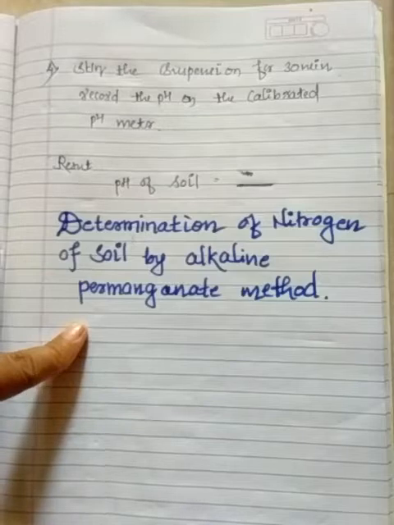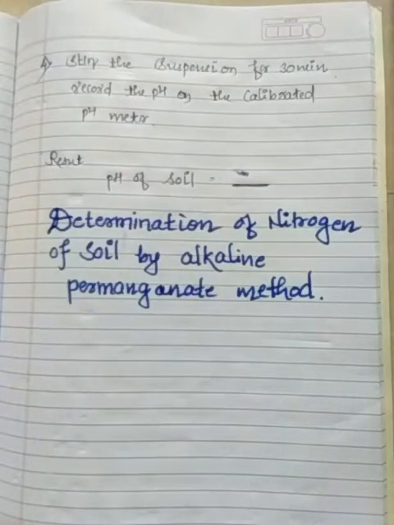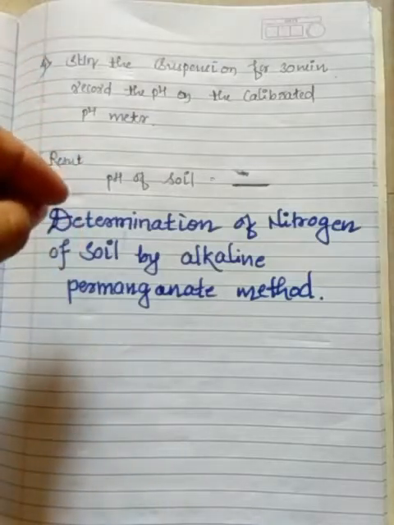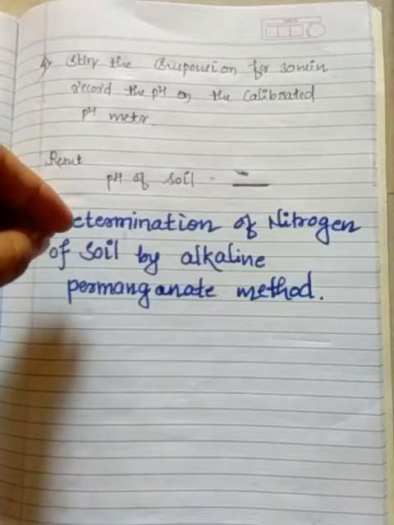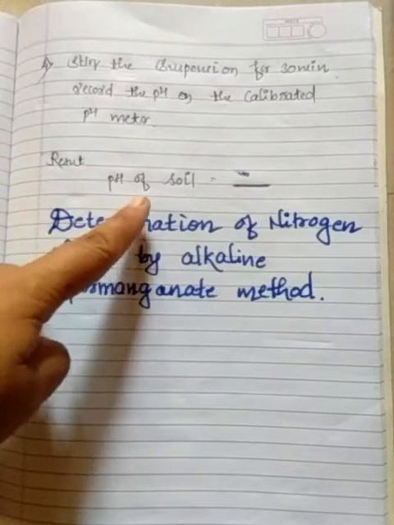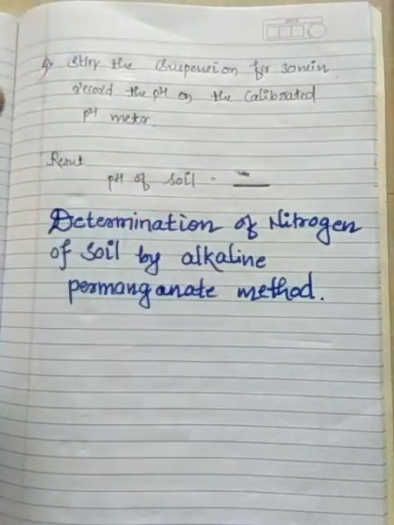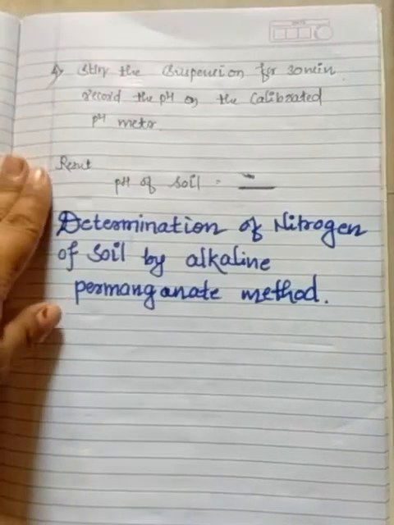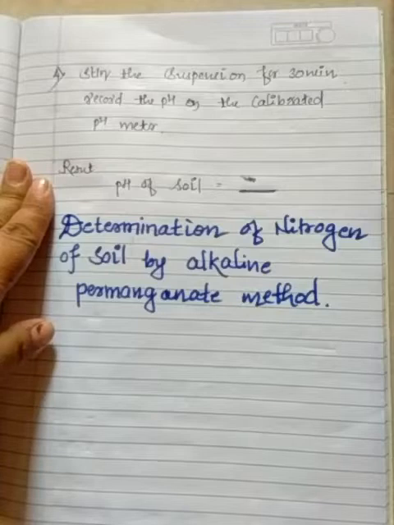Next point: now you have the suspension, isn't it? Dip the glass rod in that suspension and see the pH reading. Lastly, you are supposed to write the pH of the soil, whether it is acidic, basic or neutral pH. That is supposed to be mentioned. I hope you have understood this experiment.